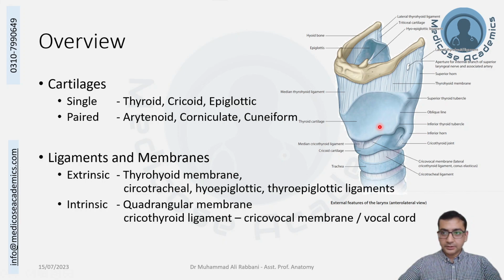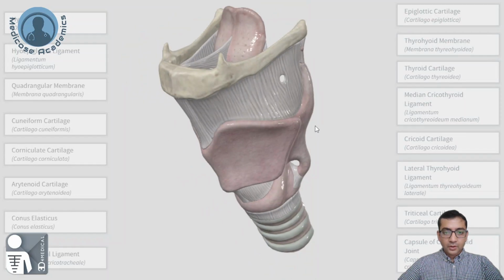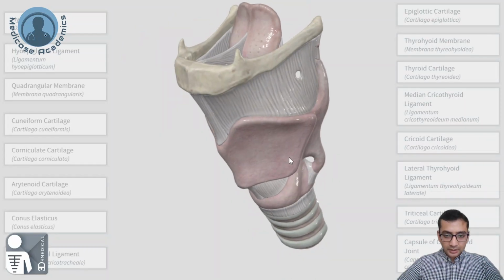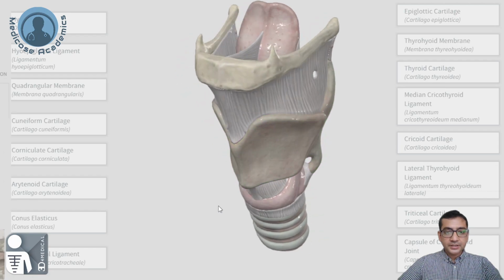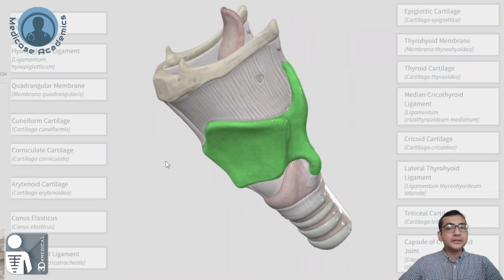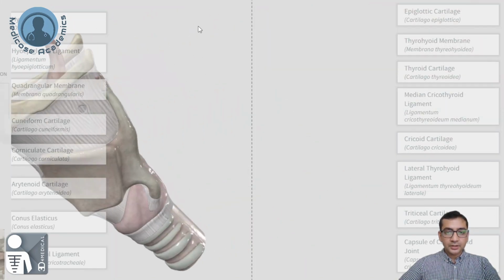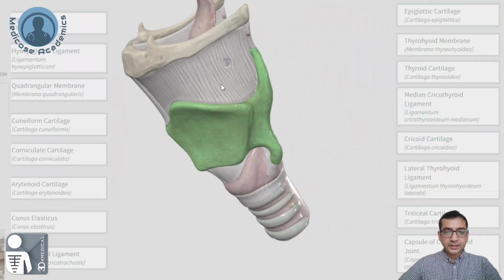Let me set up the 3D model. Okay, so here we are. This is the skeleton of the larynx. It is made up of three unpaired cartilages. Let's look at them first. This large cartilage that makes most of the outer covering of the larynx is the thyroid cartilage. This is the anatomical position of the larynx. Let me get it a little straightened up.